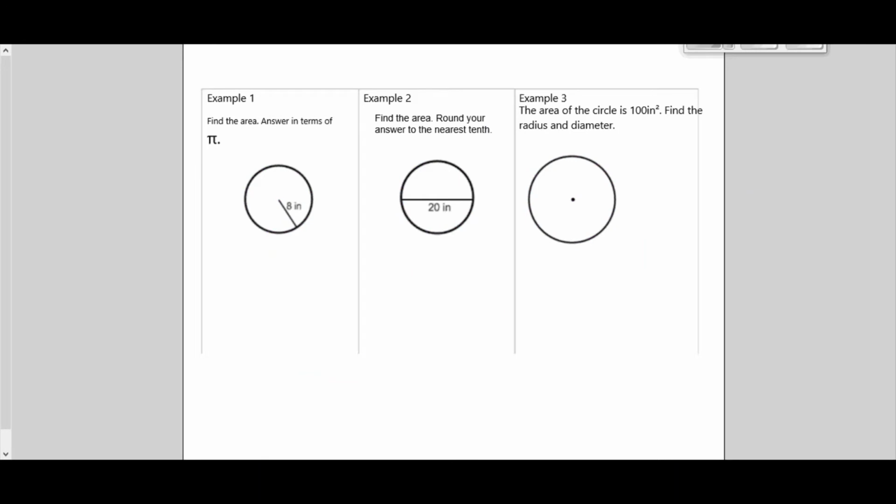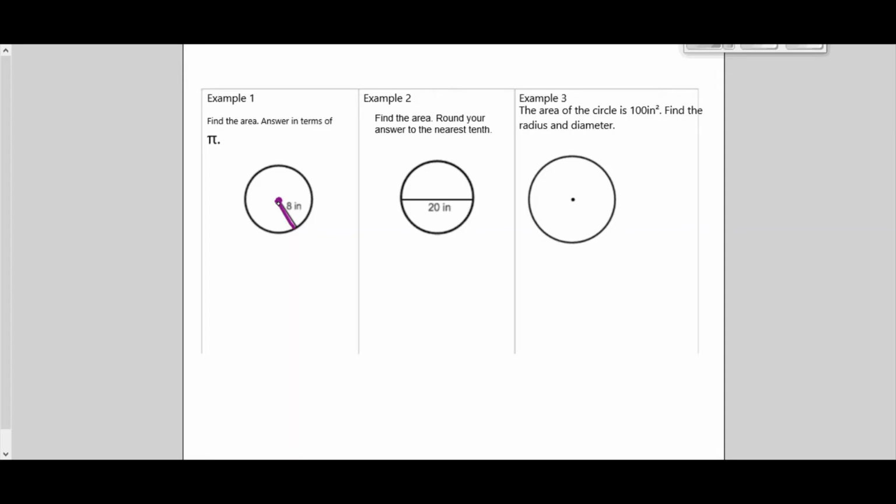So here's an example. Find the area in example 1. It says find the area, answer in terms of pi. So they want you to leave pi in your answer. So I know this is a circle, and this little line right here doesn't go all the way across a circle. So which of those two didn't go all the way across? Which one went from the center to the edge?